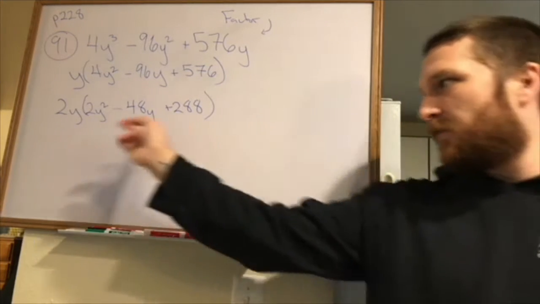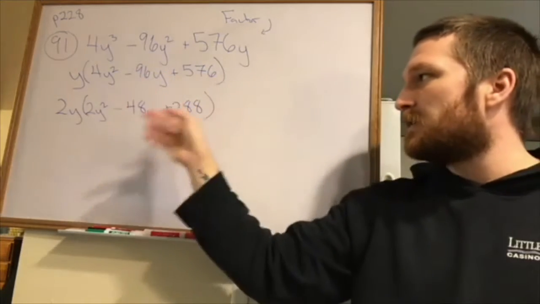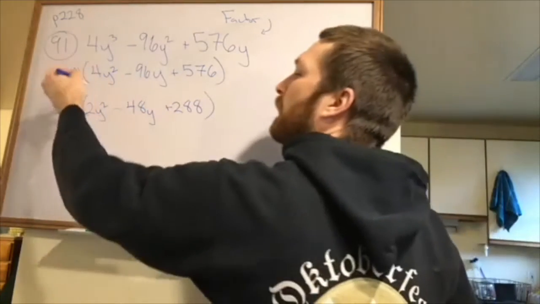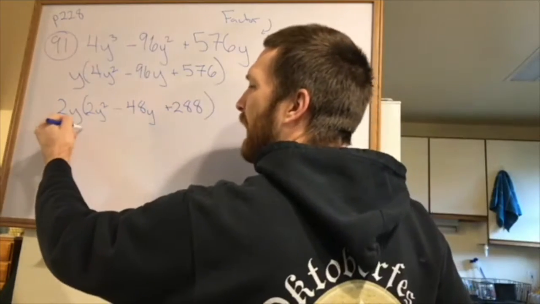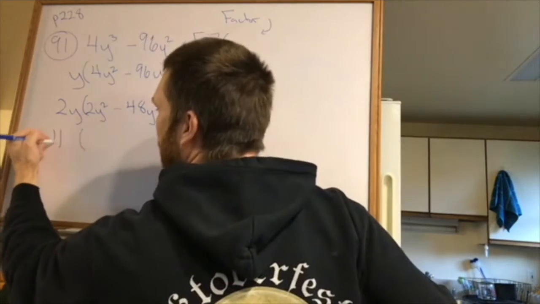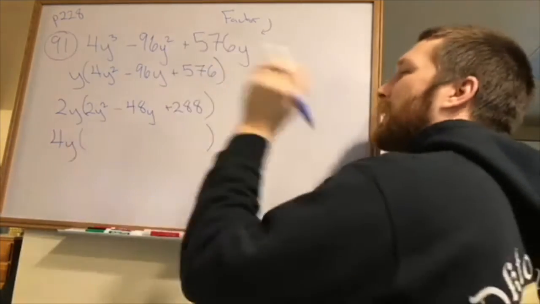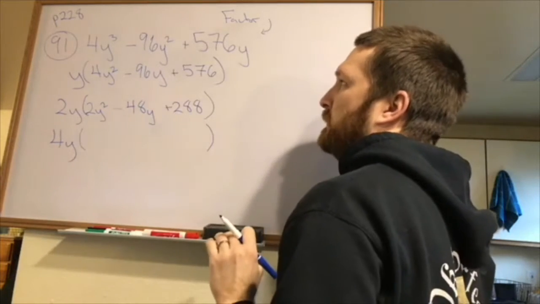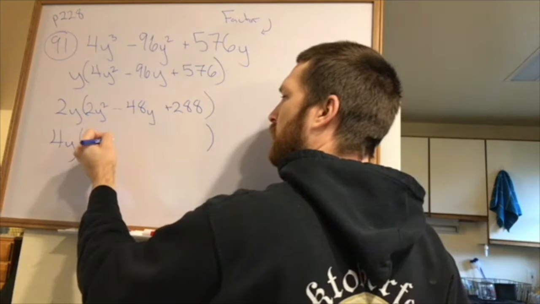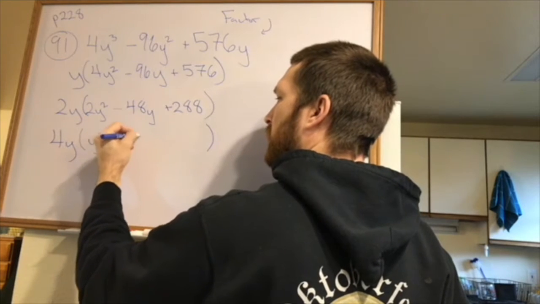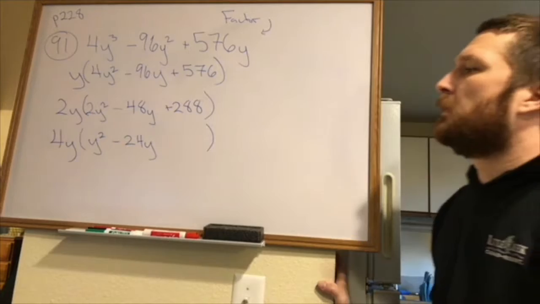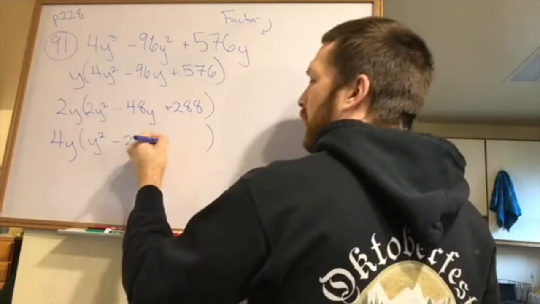The very first thing that goes through my head with each of these is, hey, that's an even number. I'm going to pull out a 2. What do I write out front? 4y. 4y, that's how I would do it. Now, what does that leave me? y squared minus 24y plus 144. Uh-huh.